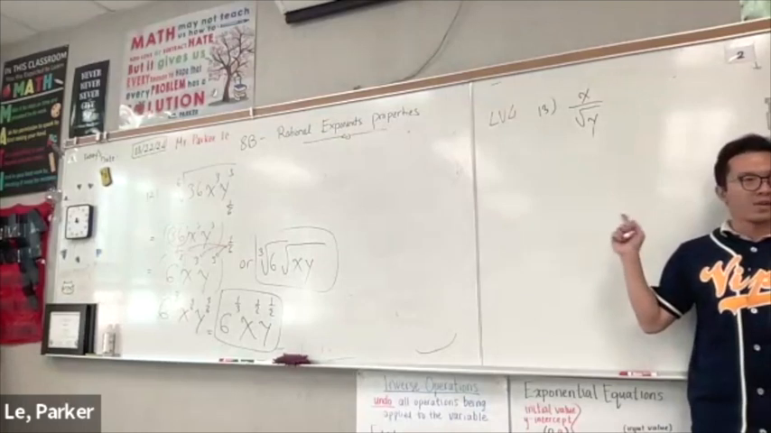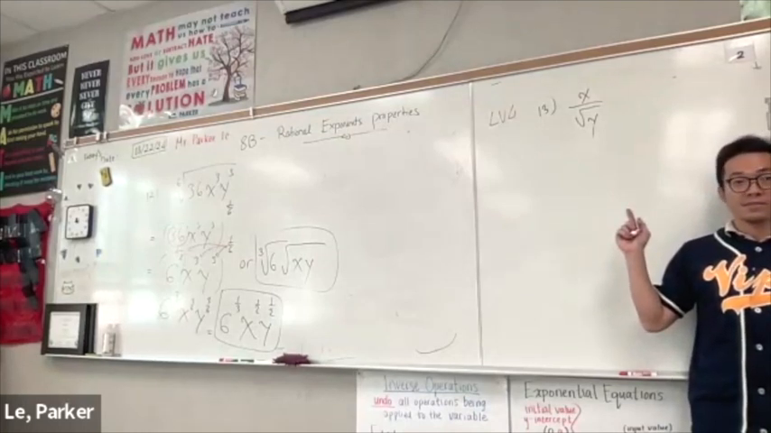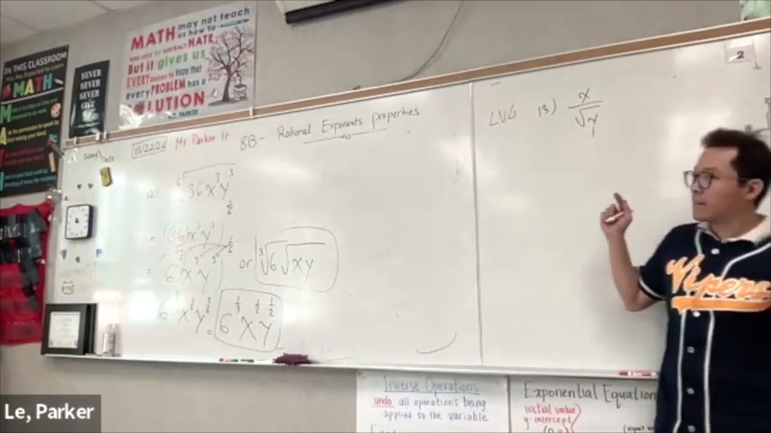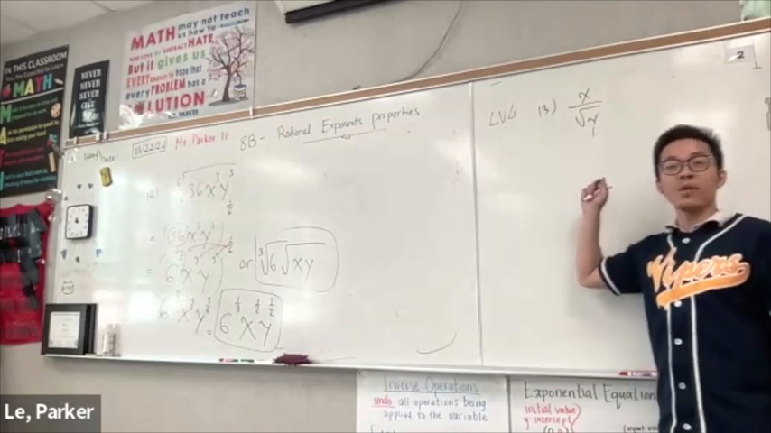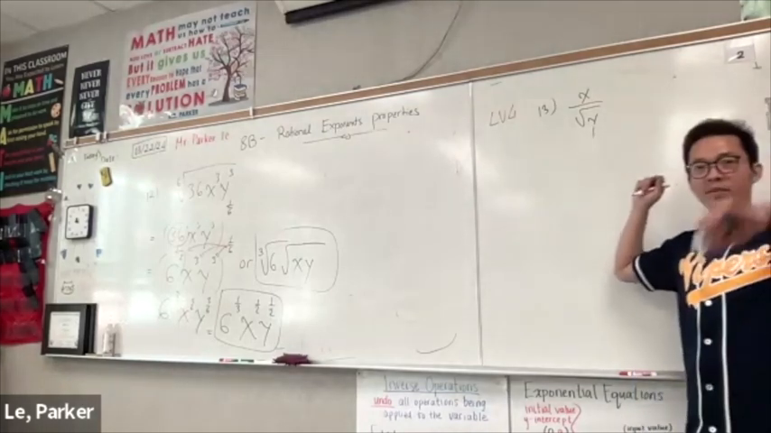Looks like there's nothing you can do, right? It's square root both sides, x and then y. You know what we're going to do here? Because there's nothing to simplify. What are we going to do? Very good.